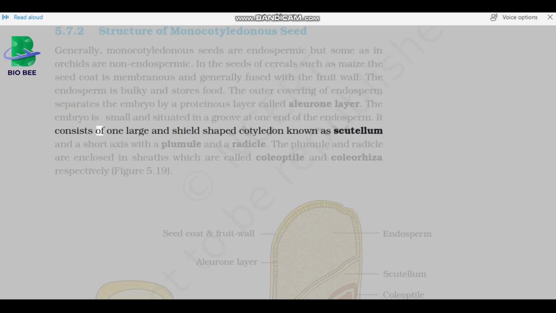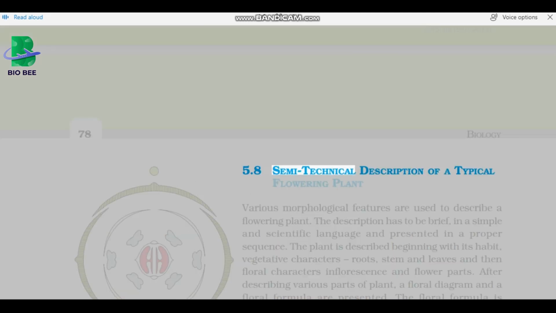It consists of one large and shield-shaped cotyledon known as scutellum and a short axis with a plumule and a radicle. The plumule and radicle are enclosed in sheaths which are called coleoptile and coleorhiza respectively. Figure 5.18. Semi-technical description of a typical flowering plant.